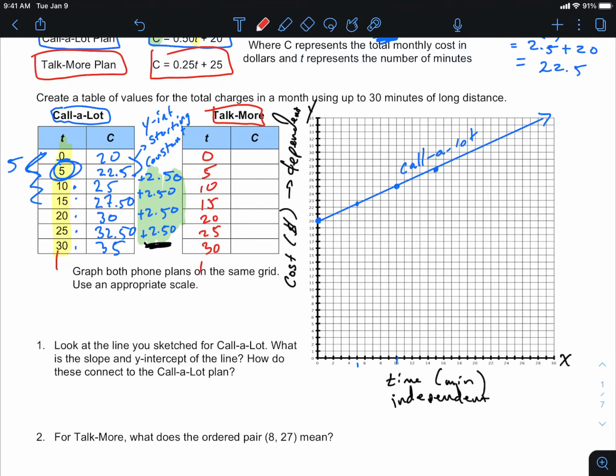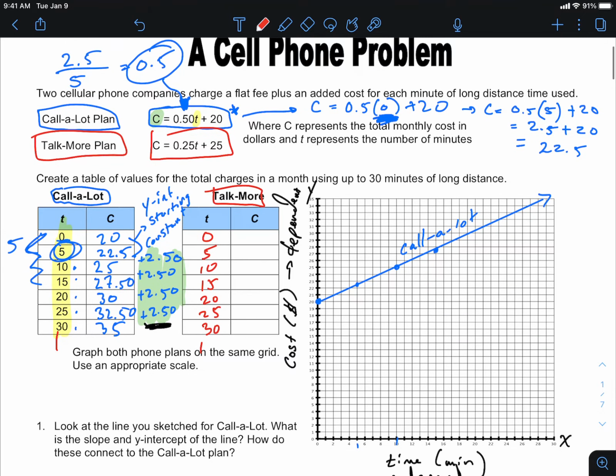And then all you do is you take the equation and you just do the same thing. Well, you can look at it and say, well, if I talk on the phone for 0 minutes, then I'm going to get 0.25 times 0 plus 25. Well, that's going to be 25. So your starting value for this particular graph is going to be $25. Okay? So then let's do the next one.